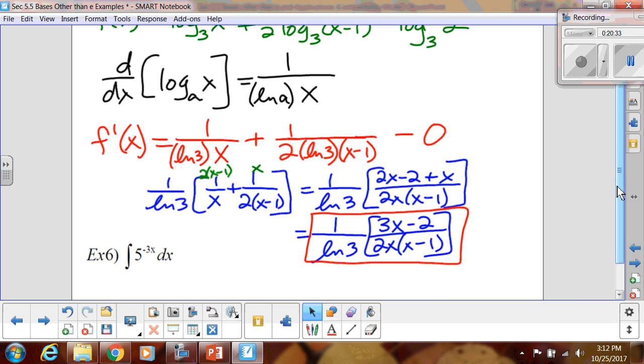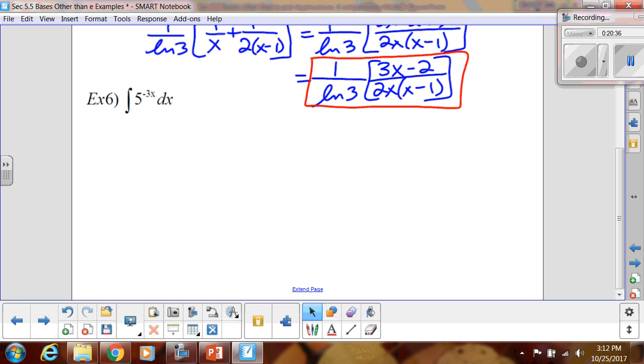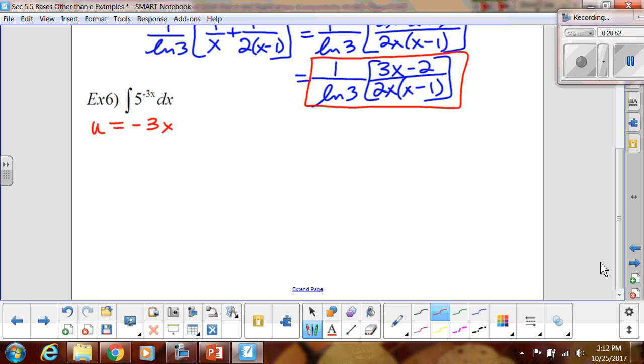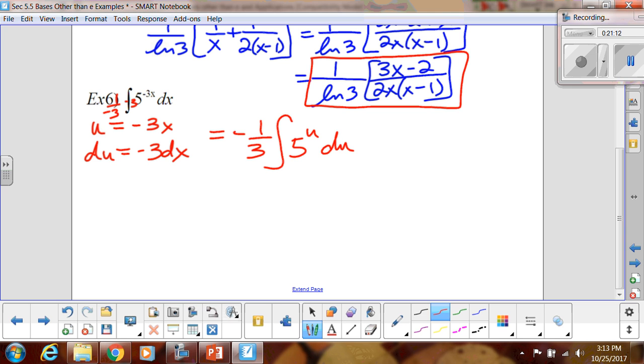Right now, let's integrate. Been doing derivatives, let's practice integrating. All right, so we said if we see a to the u, and this is an a to the u with a being 5, our u is negative 3x, which means our du is negative 3 dx. So I need to multiply that and then divide by the negative 3. So this is going to be the equivalence of negative 1/3 integral of 5 to the u du.